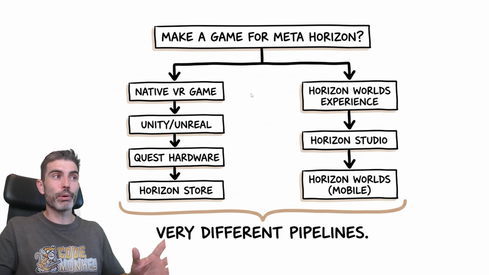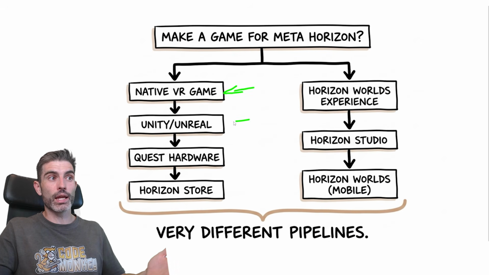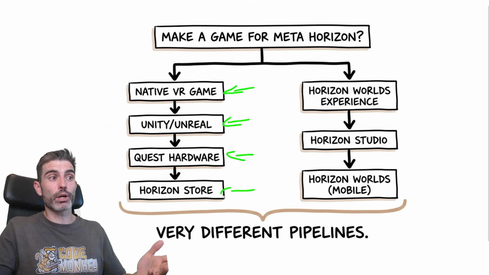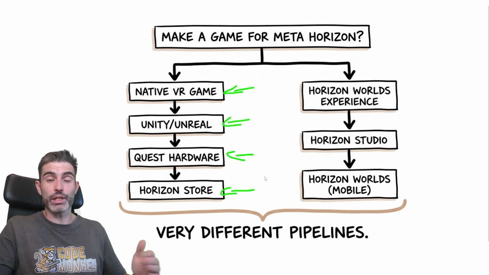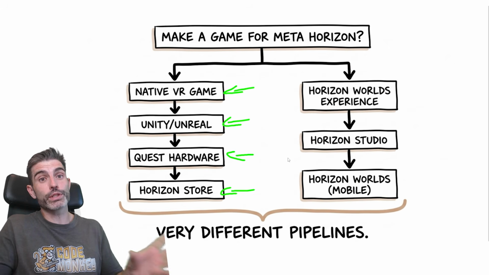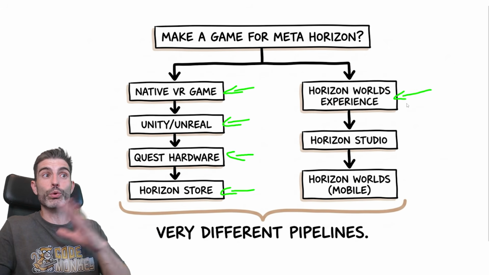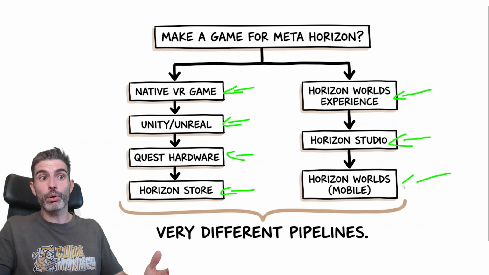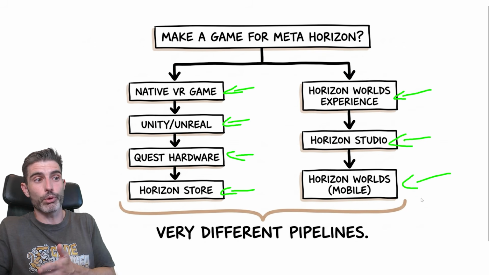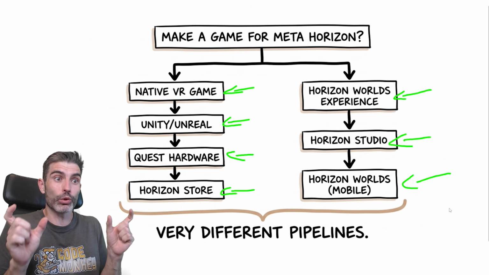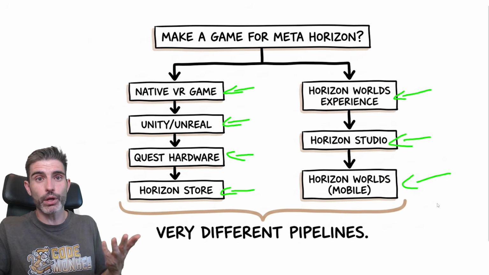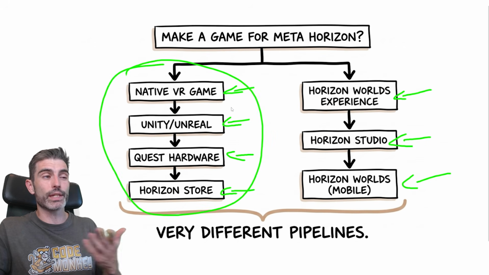So basically you got these two pipelines. If you want to make a native VR game, use something like Unity or Unreal. Your game is going to run on the Quest hardware and you're going to put it up for sale on the Horizon Store. And then players are going to buy it and play it. Alternatively, if you want something more mobile, you basically go through the Horizon Worlds experience. You build something using Horizon Studio, and you put it up on Horizon Worlds, which runs mostly on mobile. So basically you've got two separate paths depending on what kind of thing you want to build. And if you want to build mostly VR games, things like Beat Saber, Superhot, that kind of thing, then basically you stay with this pipeline right here.